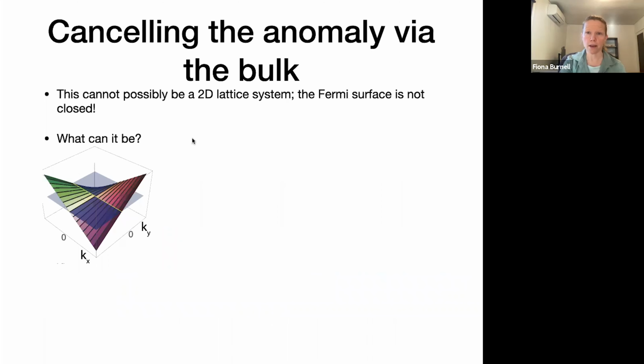Okay, good. And so, as I said, there's an anomaly here. We should be worried about it because we can twist these boundary conditions and get something that looks like it fails to conserve charge. But also, obviously, this is not something that we could do in 2D because the Fermi surface is enclosed, right? And so now let's talk about what we should do to cancel this anomaly with the bulk. So what kind of bulk should we write down to cancel an anomaly associated with a system with an open Fermi surface?